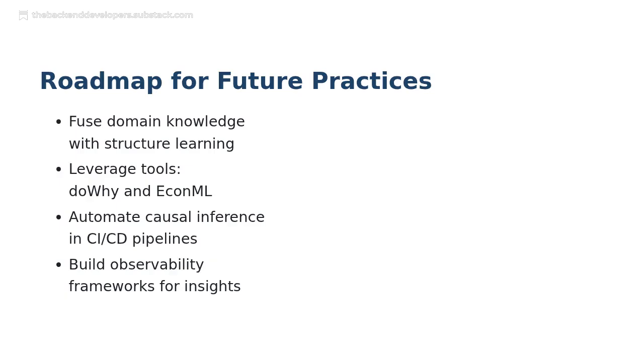Integrating domain knowledge with structure learning can elevate our anomaly detection efforts. By leveraging tools like DoWhy and EconML, we can streamline our processes. Automating causal inference within CI/CD pipelines enhances efficiency. Finally, establishing robust observability frameworks will provide deeper insights into our cloud-native systems.